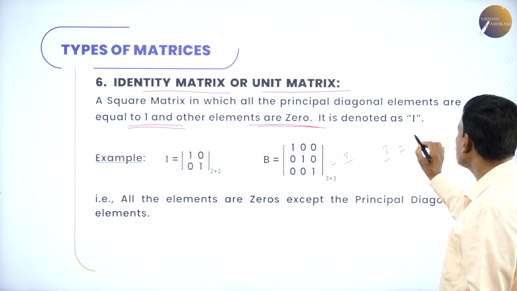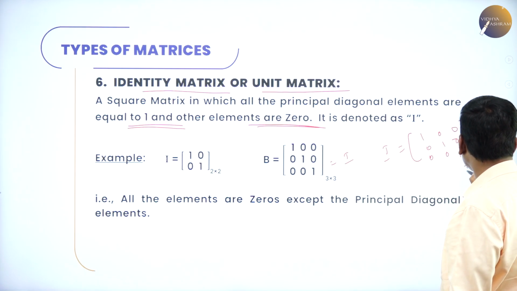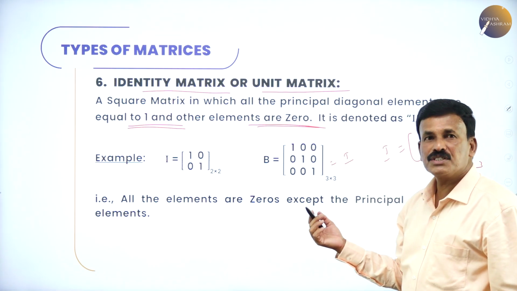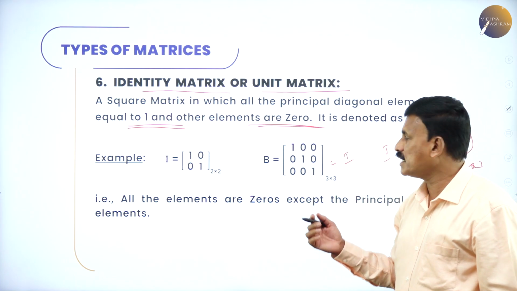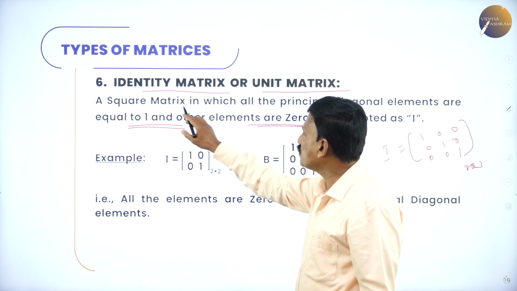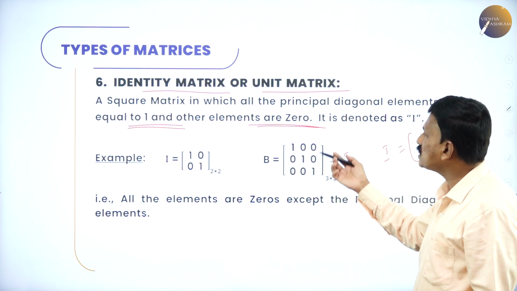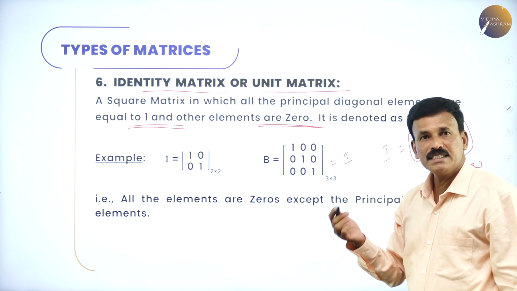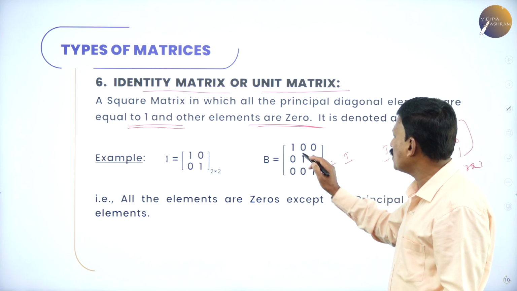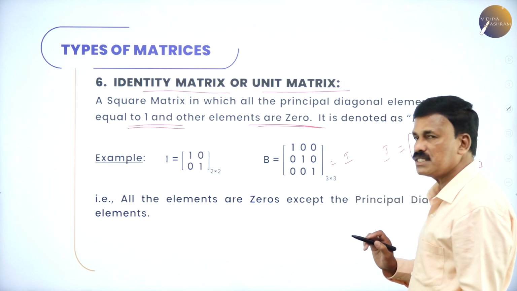So, 1, 0, 0, 0, 1, 0, 0, 0, 1 is an example for an identity matrix of order 3 cross 3. You can also define it like this. It is a scalar matrix in which all the diagonal elements are equal to 1. So, the other way: a square matrix in which all the principal diagonal elements are equal to 1 and other elements are zeros is called an identity matrix, or it is a scalar matrix in which all the diagonal elements are equal to 1, and it is denoted as I.